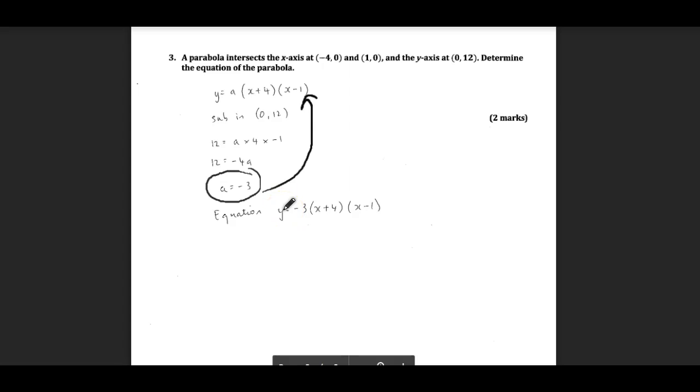So those types of questions were actually similar to some of the classroom worksheets that you had to do.